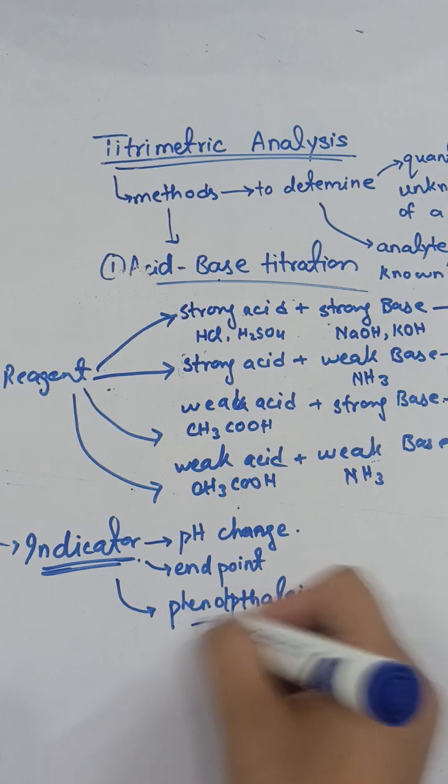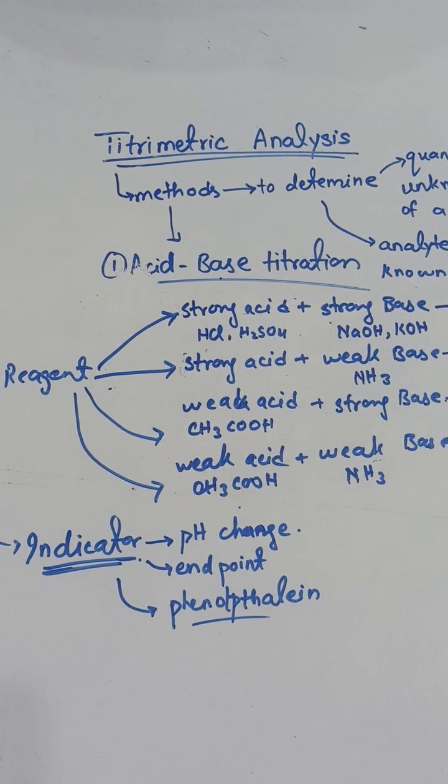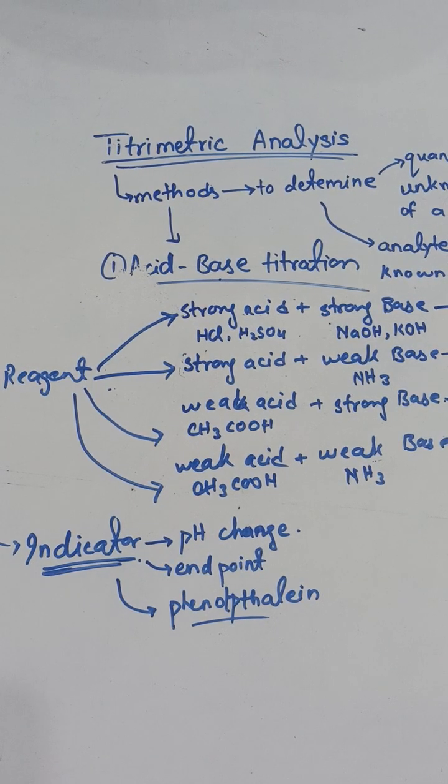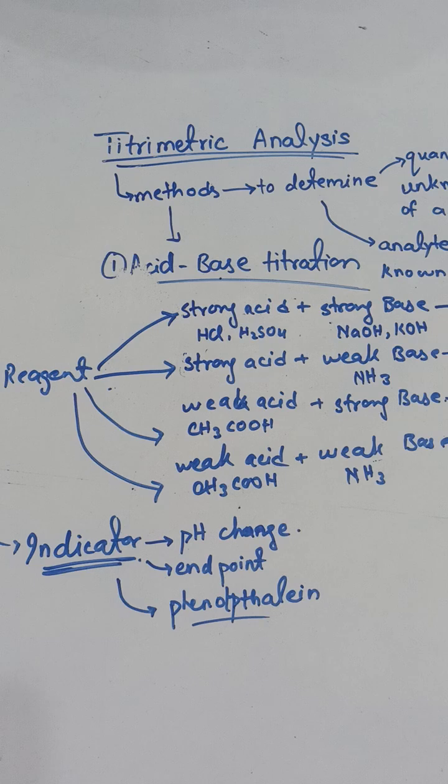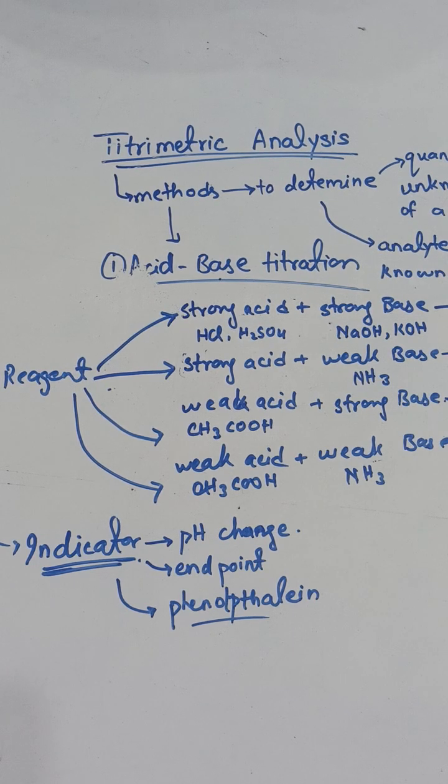Okay, this is the indicator that we use when we do acid base titration. There are many types of indicators, but for every different type of titration we use a different indicator. So for acid base titration, we are going to use an indicator whose name is phenolphthalein, and its color has different situations.